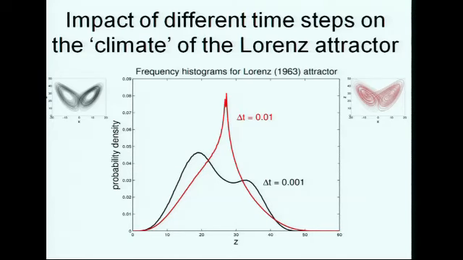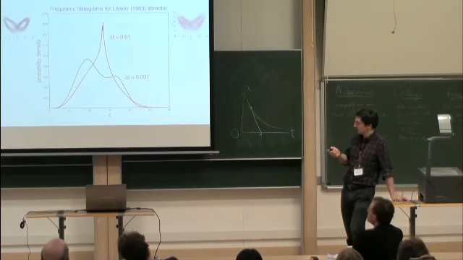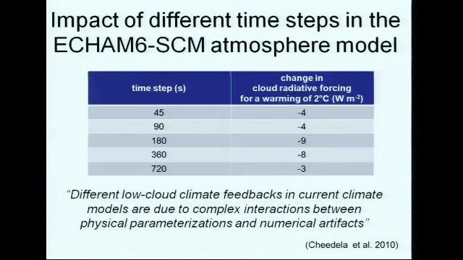So I just put this up as an example of changes to the climate of the Lorentz attractor due not to poorly known physical parameter values or unknown forcing, but due to the numerical time stepping scheme. A few examples now in proper atmosphere and ocean models.